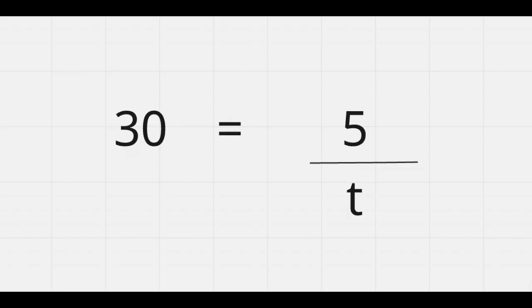This is a bit of an awkward equation to solve because the unknown is in the denominator. We've got two ways to solve this. We could position the values in a triangle to help us find t, or we could rearrange the equation. I'll show you how to do both and then you can decide what's best for you.